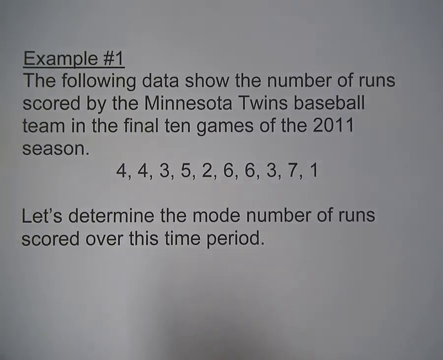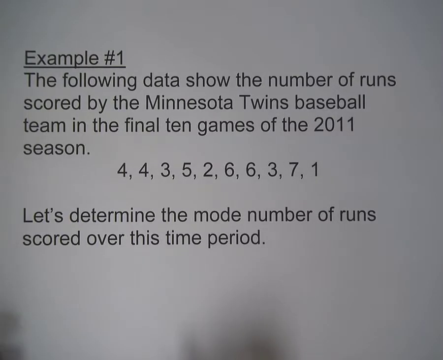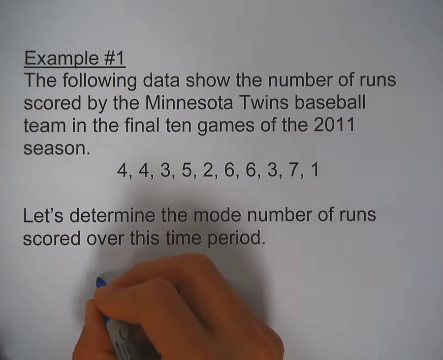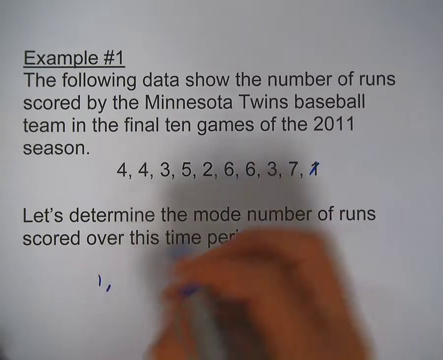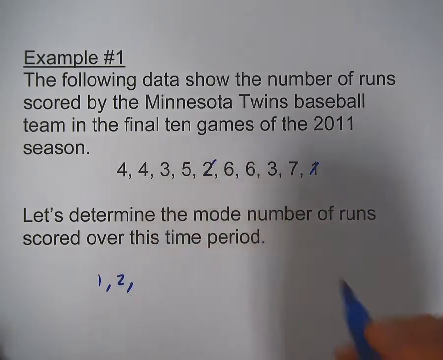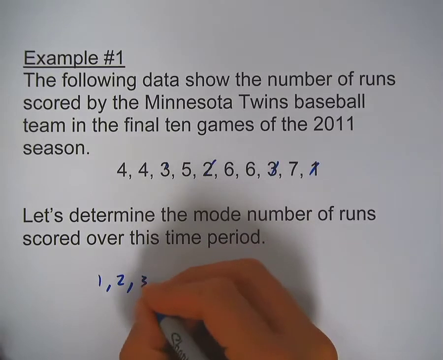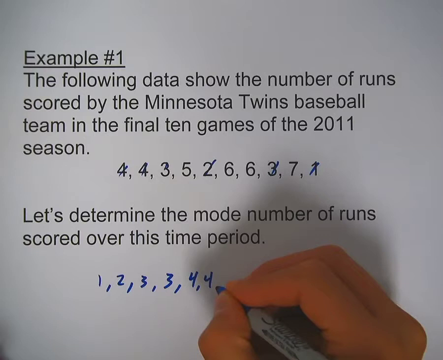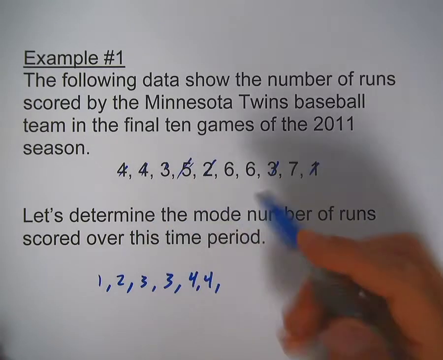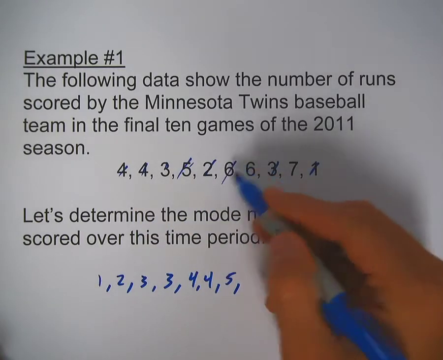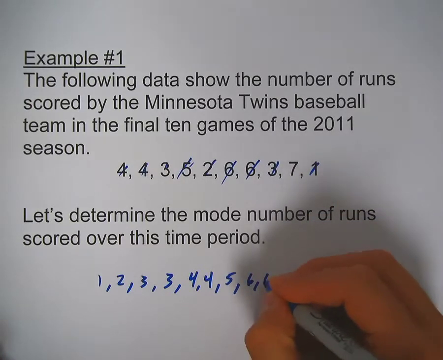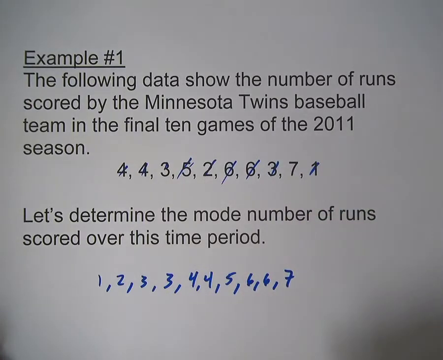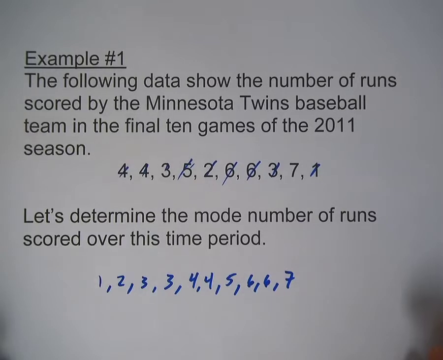Okay, so again, I think it's easier to do this if the data is in order. So I'm going to order it. So 1 is my smallest, then 2. We had 2 3s, 2 4s, 5, 2 6s, and a 7. Okay, again, I like to count to make sure I have all of them. 1, 2, 3, 4, 5, 6, 7, 8, 9, 10. Okay, I do. So I do have all 10 of my values.